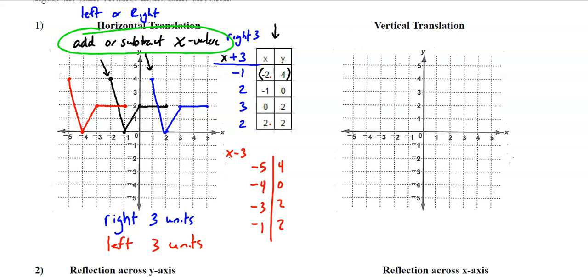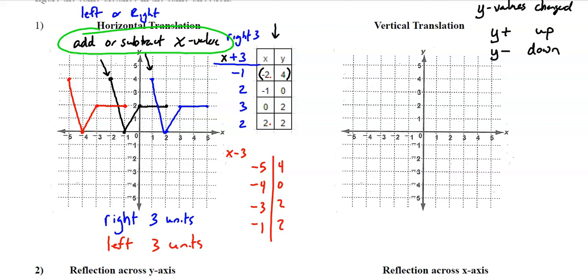But vertical translation is going to control the up or down. And this is going to affect the y values. All right? So our y values are going to be changed. And if you add to the y value, you're going to go up. So if it's y plus, that means we're going to move up. And if it's a y minus, we're going to come down.